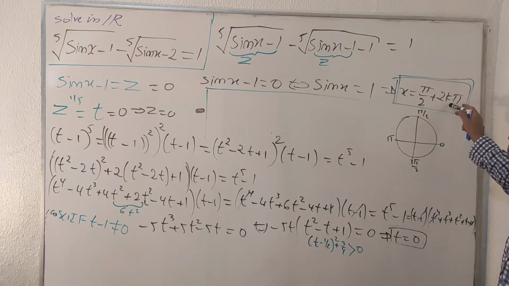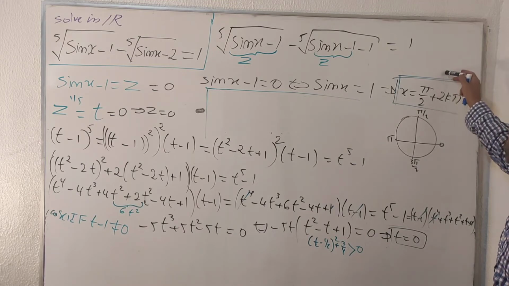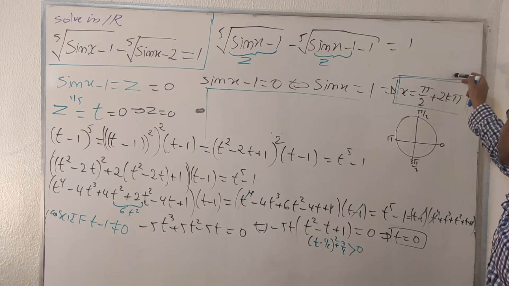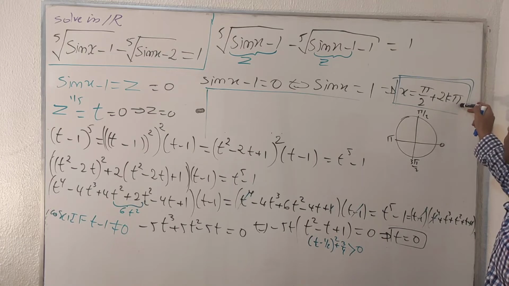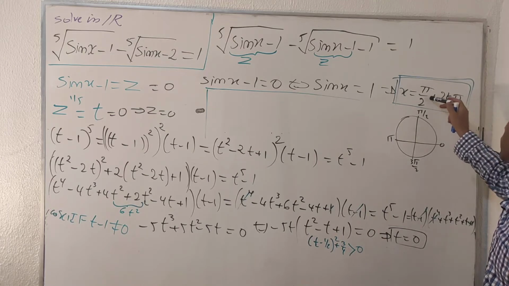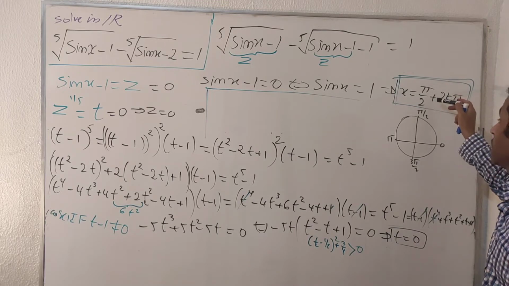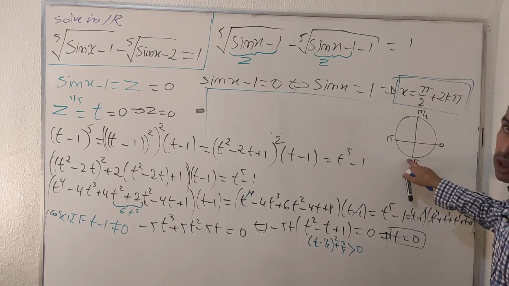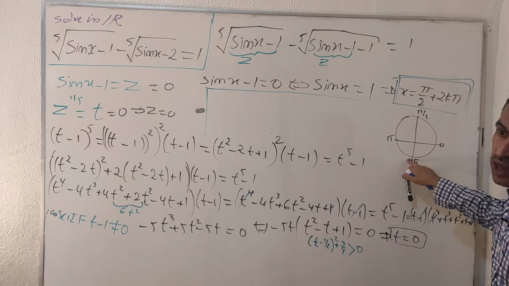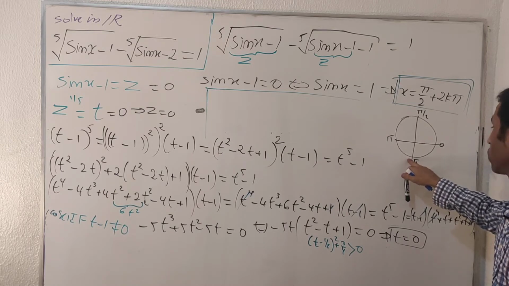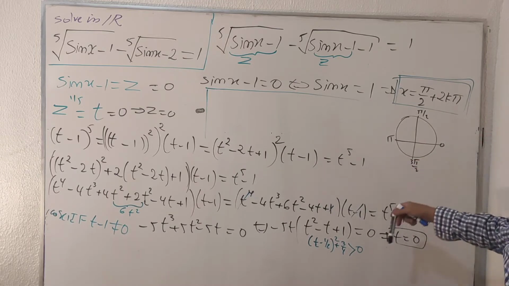If you have k as an integer number, which can be negative, for example if you are taking k equals minus number 1, we get here minus 2 pi. Minus 2 pi plus pi over 2 is giving us minus 3 pi over 2. Minus 3 pi over 2 is here, and the value of the sine of this point equals minus number 1. This is not going to be a solution.